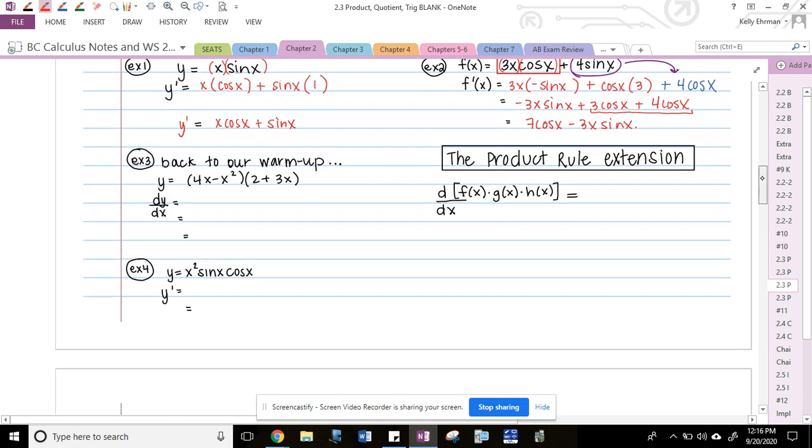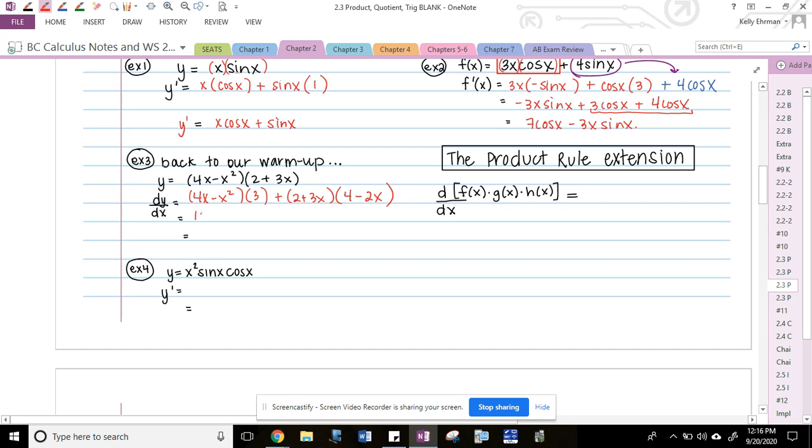All right, so here's the example from our warm-up. Rather than distributing or foiling this together, let's just go ahead and treat it as a first function and a second function. So the derivative of y with respect to x would be the first function, 4x minus x squared, times the derivative of the second function. Derivative of 2 is 0 plus 3, plus the second function, times the derivative of the first function. That would be 4 minus 2x.